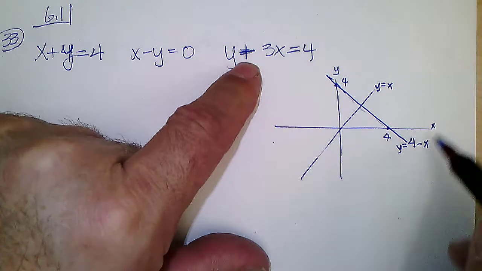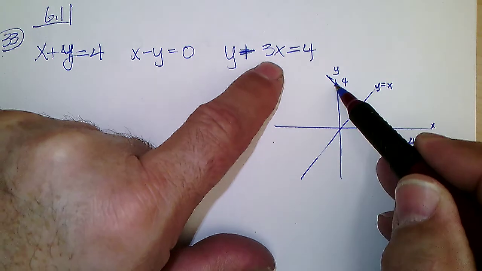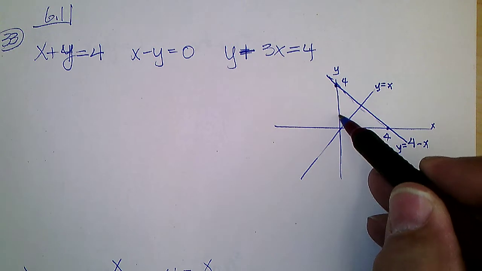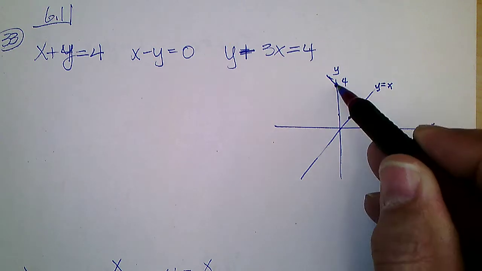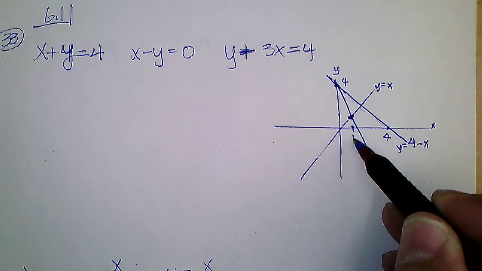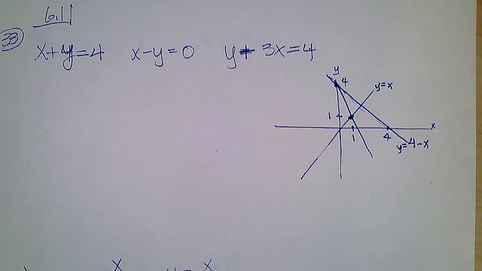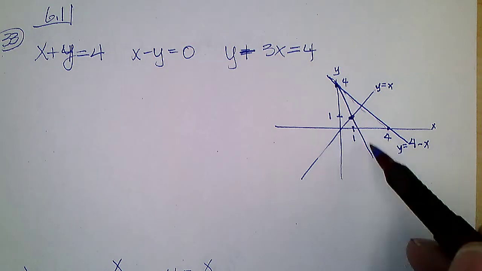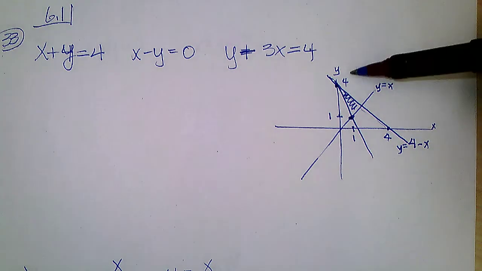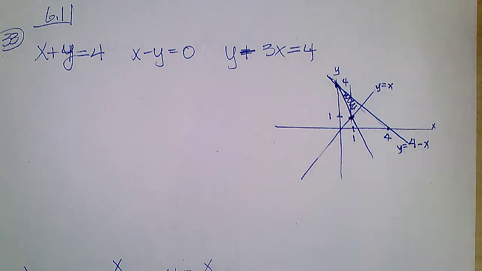And the last one, if I solve for y, it's going to be y equals 4 minus 3x, a y-intercept of 4 with a negative 3 slope. So it'll go down 3 and over 1. So this intersects at (1, 1), because that's both on this line and this line. And so the area that's enclosed is there. And so I'm going to split this into two pieces, this triangle and then this triangle.